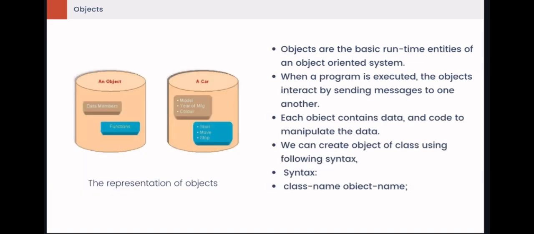Objects are the basic runtime entities of an object-oriented system. When a program is executed, the objects interact by sending messages to one another. Each object contains data and code to manipulate the data. We can create an object of a class using the following syntax: class name and object name.